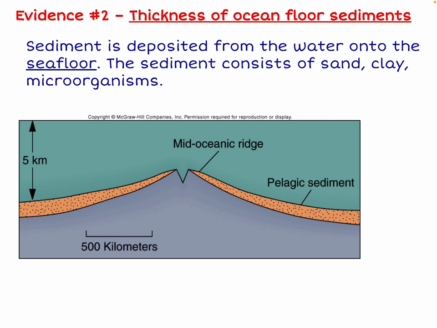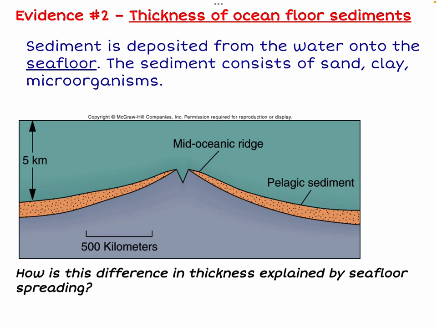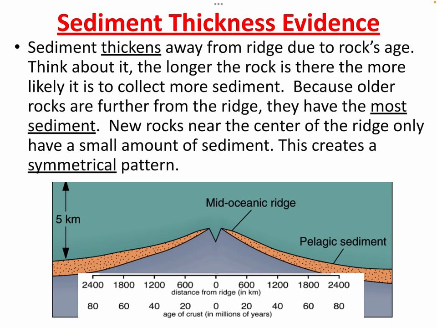Well, if we look at the pattern, we can see there's a pattern with the thickness. And we tried to model that yesterday with the washers. We noticed a symmetrical pattern, again, with the washers. So what happens is the sediment is thicker away from the ridge. If you think about it, the longer the rock is there and exposed, the longer it has to collect more sediments. Because older rock is further from the ridge, that's got the most sediment. So new rock at the center is going to have the smallest amount of sediment.